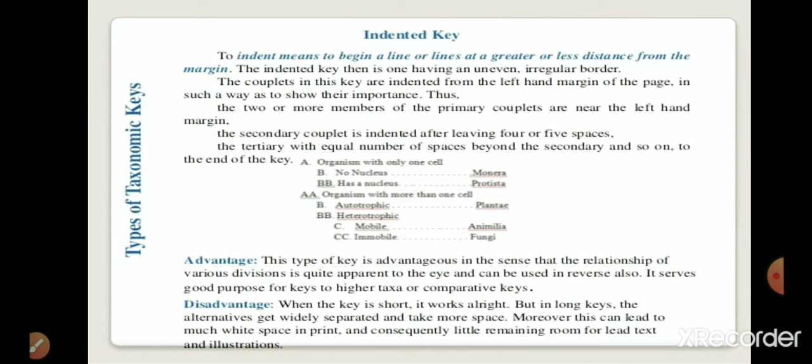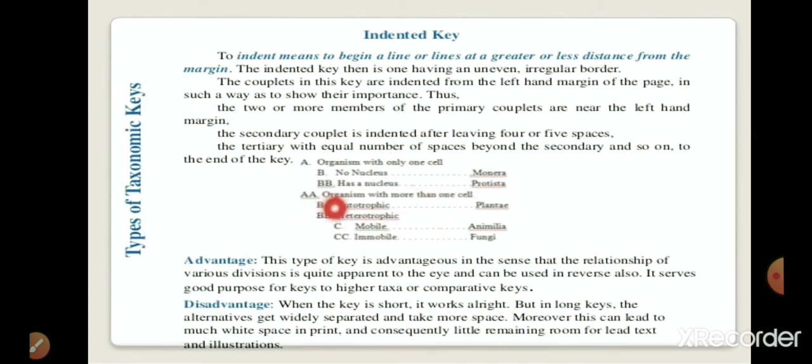The user goes to the next indented couplet following the lead that was selected. So these are the leads and couplets. After your choice, the first one is organism with only one cell. So you have two choices: no nucleus and has nucleus. If you click on no nucleus, it means Monera. If it has a nucleus, it means Protista.